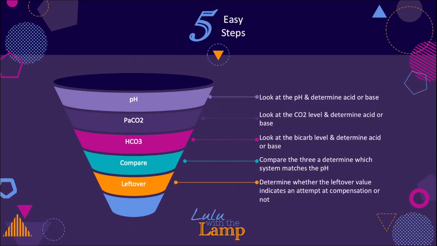In the first video in this series, I went over the first 4 steps in interpreting an ABG, or an arterial blood gas. We just didn't have enough time to go over the last step, which is deciding whether or not that acidosis or alkalosis is compensated, uncompensated, or partially compensated.